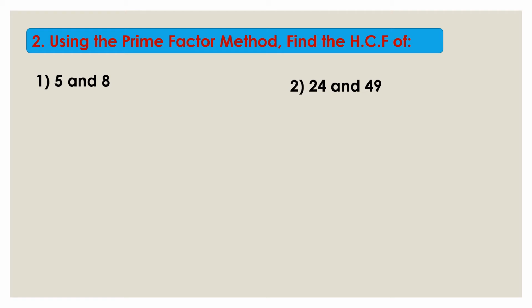Using prime factor method, find the HCF of 5 and 8. As you know, we have done with the common factor method. Let's move to the next one, that is finding the HCF using the prime factor method. So using the prime factor method, let's find the HCF of 5 and 8. Let's write the solution.